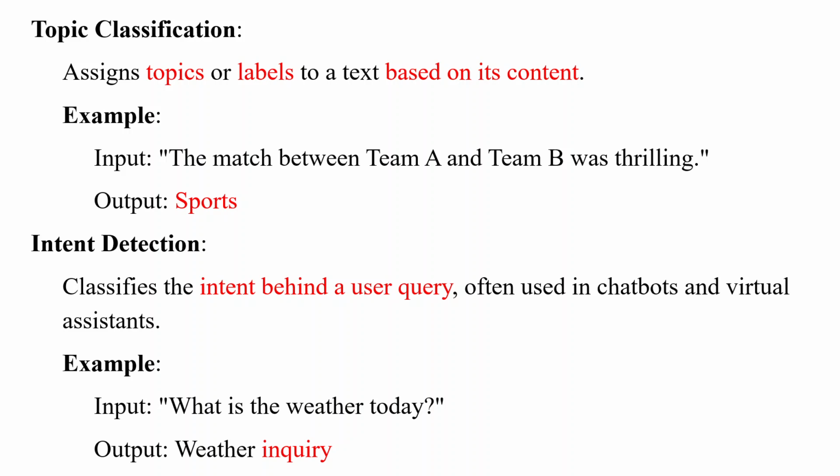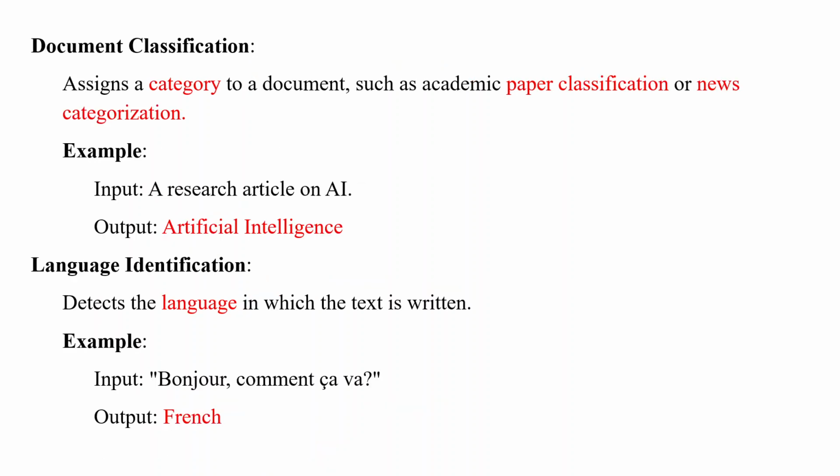Intent detection, look at the example. What is the weather today? That represents which type of question? It is an inquiry-based question. So it assigns the label as weather inquiry. And document classification. If I am studying a research article on AI, it represents the topic as artificial intelligence. Under language detection, if I give some sentences, it is going to identify the sentence and provide the label as language.